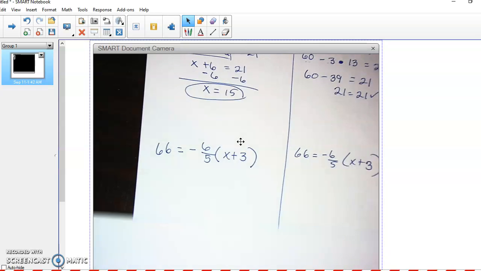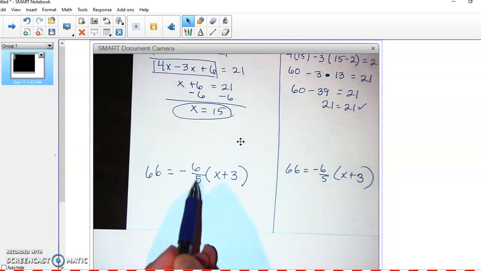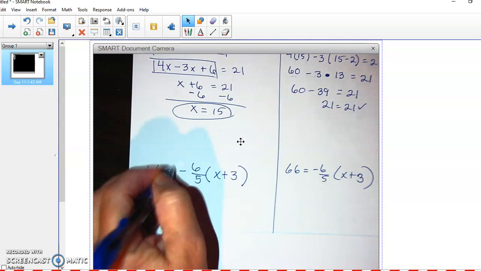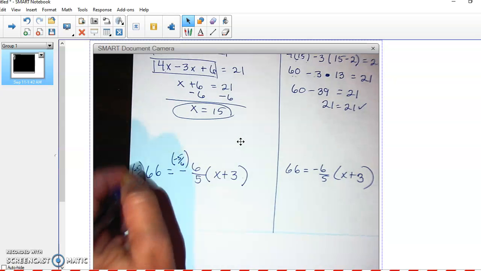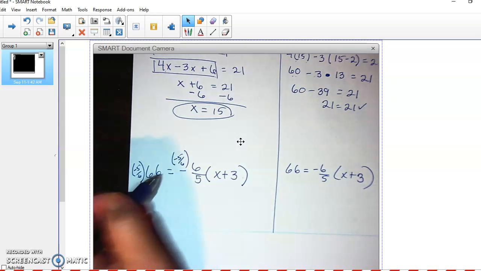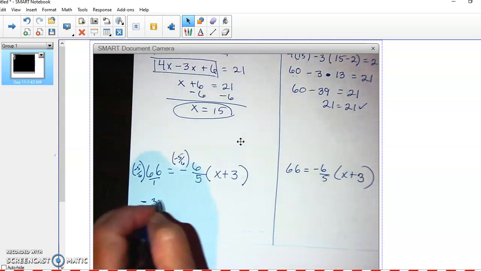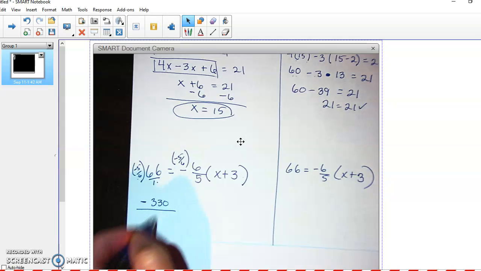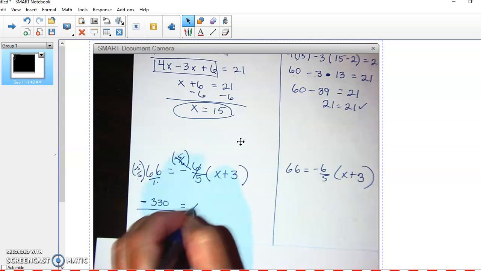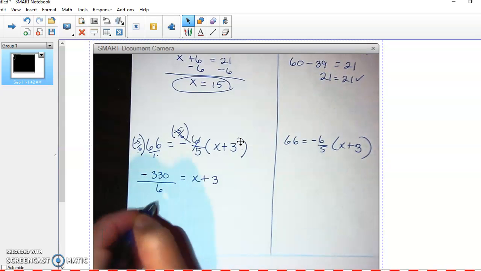One more. Okay. I could distribute if I want to, but I think what I'm going to do is get rid of this fraction first. To get rid of that fraction, I'm going to multiply both sides by the reciprocal, negative 5 sixths. So when I multiply this, negative times a positive is negative, and 5 times 66 is 330, and then 6 times 1 is 6. These cancel out, and now I have x plus 3. Negative 330 divided by 6 is negative 55.